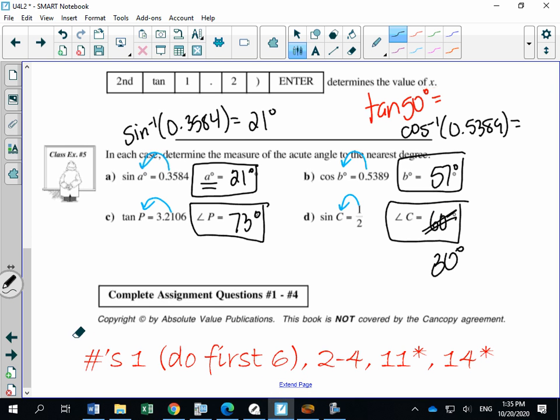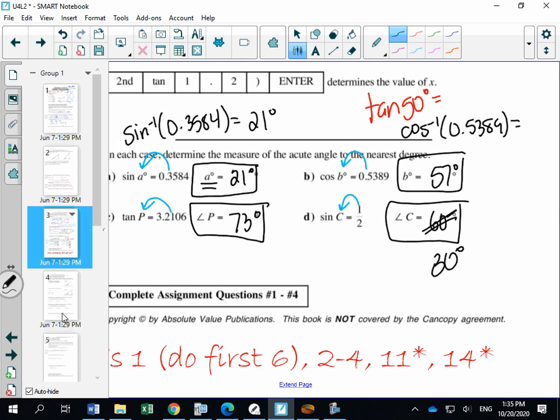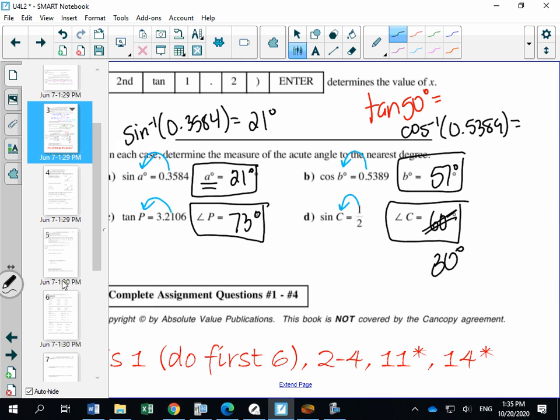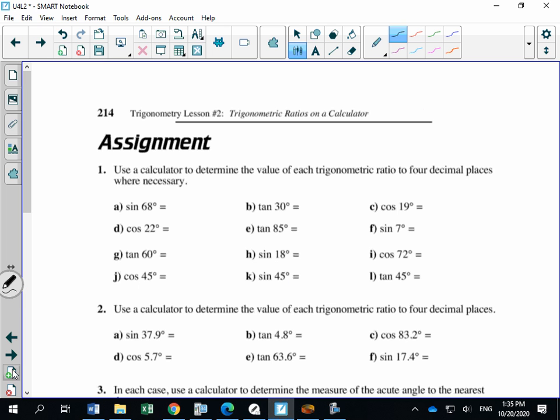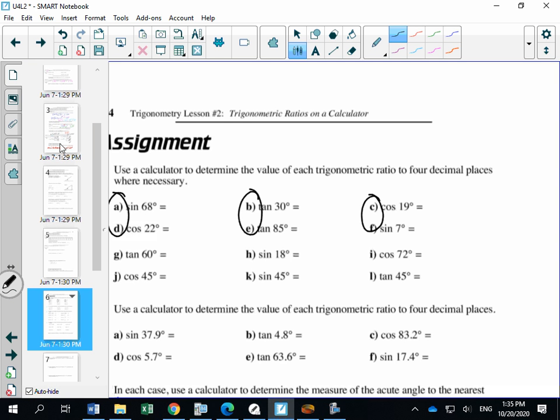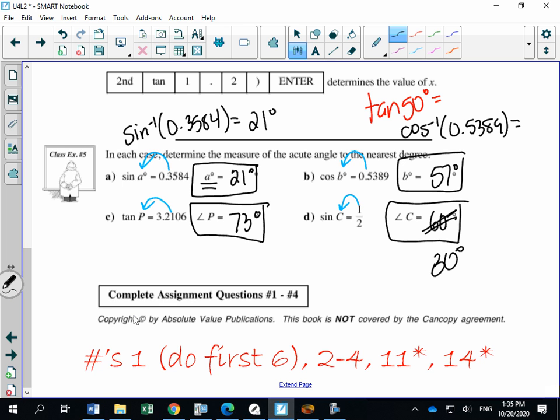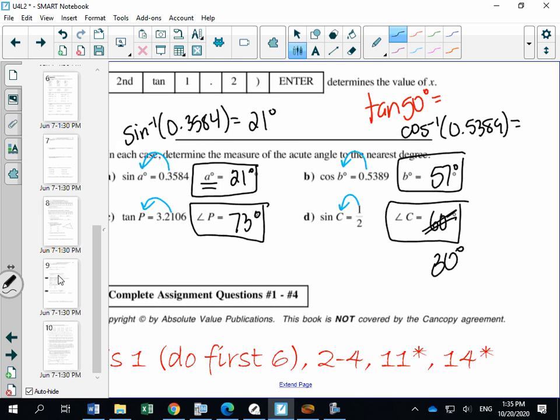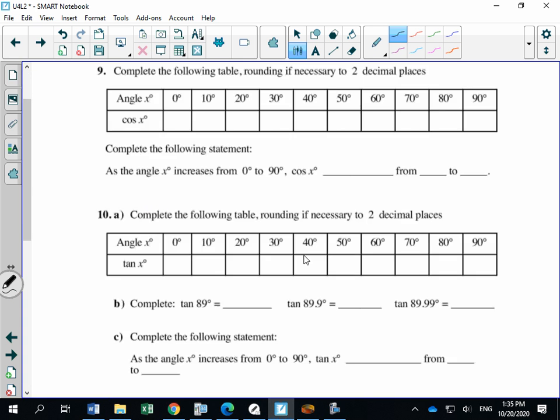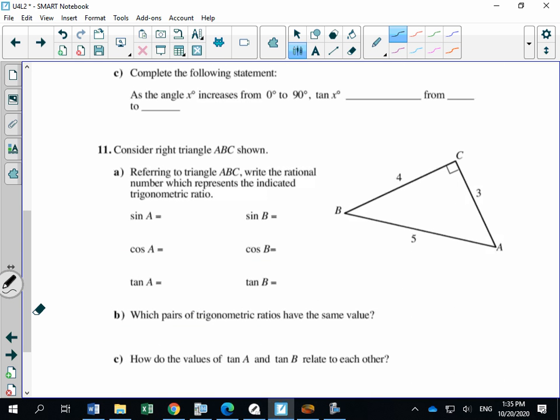Okay, let's circle your homework. So question number 1, I want you to do the first 6. So we don't have to do anything else in this lesson. Question 2 to 4, so circle 2 to 4. And then I've got 11 and 14 starred. So let's see why 11 and 14 are starred. Okay, so we're going to do 11 together, and then we will do 14 together.